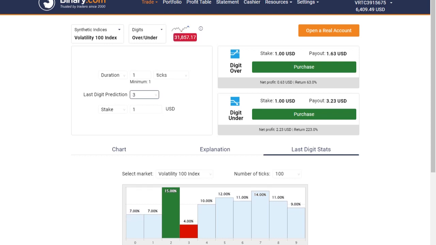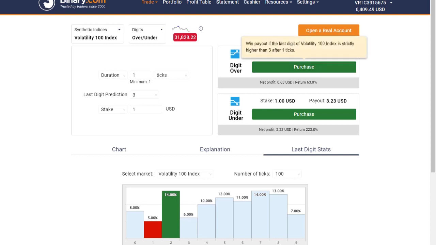Also, when that happens, if the last digit status green bar is above 3, there is a big chance of winning the trade. But we can also enter trades without looking at the last digit status. But when trading in a real account, I recommend looking at the last digit status also. We can get 63% profit from this strategy. Let's try to enter a trade now.